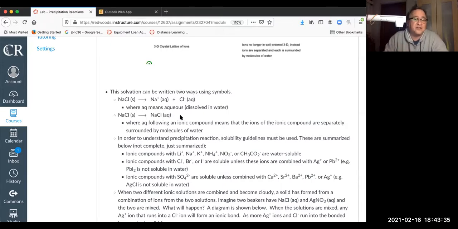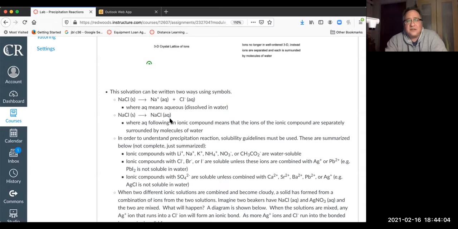And so we have to understand that when we see aq behind an ionic compound, it means that the ions are not actually together anymore. They are separate from one another, floating around in water. So the above way of writing it is a better description. The lower way of writing it is faster. And how do scientists do this? They use the lower way.